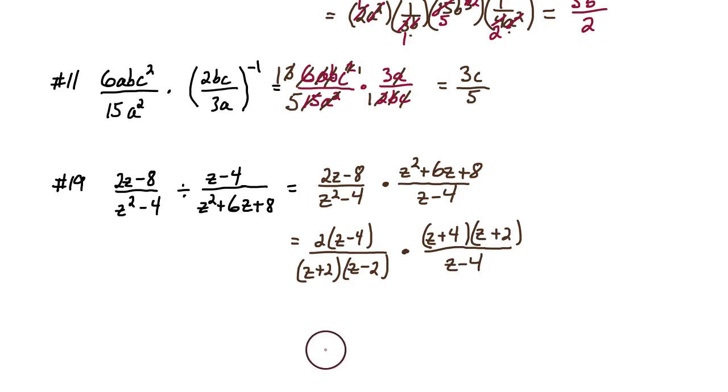Let's look for any matching factors that we can cancel. Z minus 4 cancels this z minus 4. Z plus 2 cancels this z plus 2. I think that's everything. So the final answer has a 2 in the top and a z plus 4 in the top. And in the bottom, there is a z minus 2.